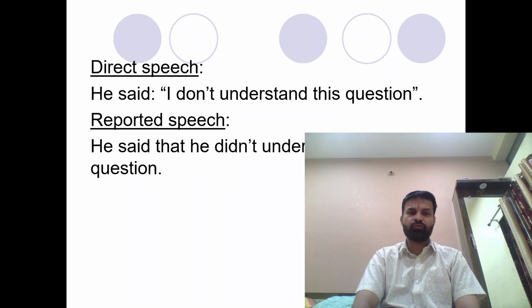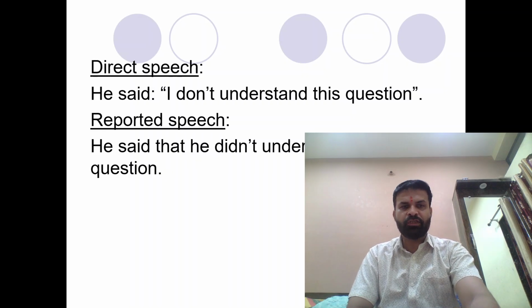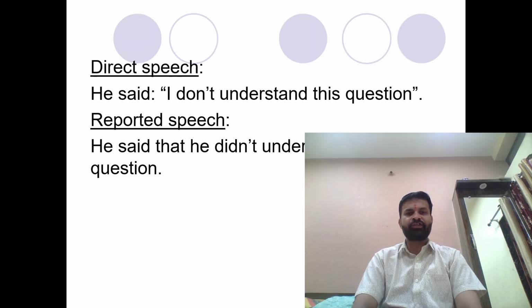So what are the changes we have made in this? He said is the reporting clause. That is the conjunction we used to join the reporting clause with the reported clause because the reported clause was a statement. In case the reported clause is a statement, we use the conjunction that to join the reporting clause with the reported clause when we change it into indirect speech. And then I changed into he because the subject is a boy or a man. So I changed into he. Don't changed into didn't. This is the pronoun that we changed into that and then the question. So this is how we changed it.